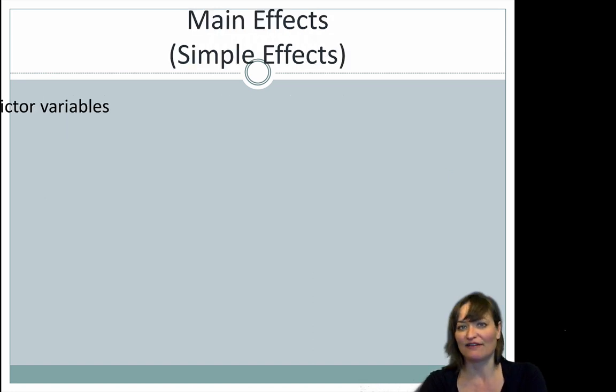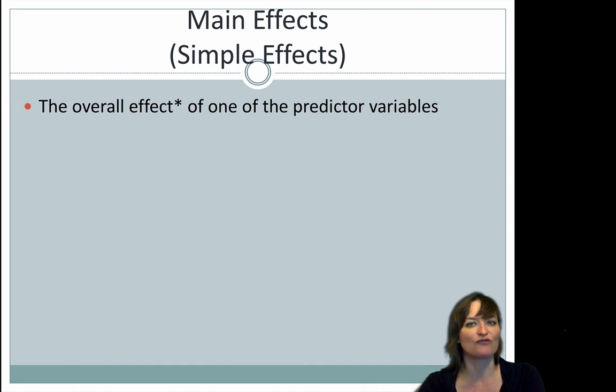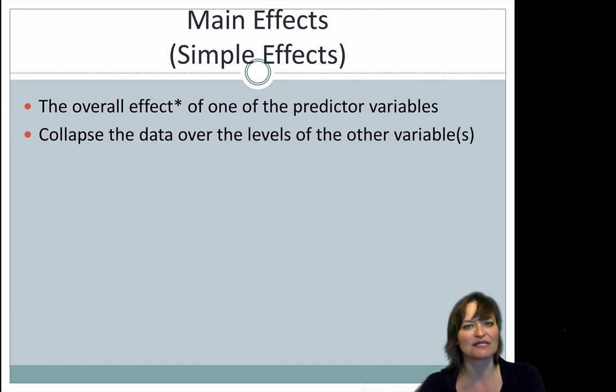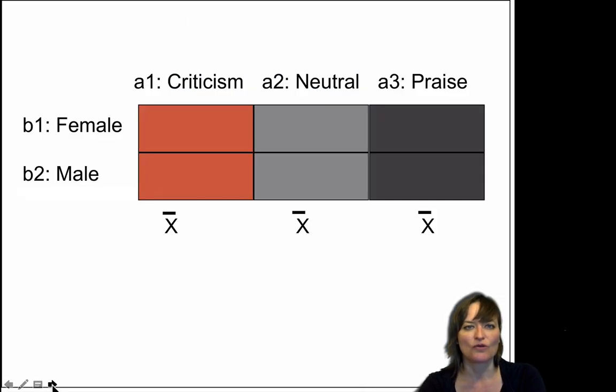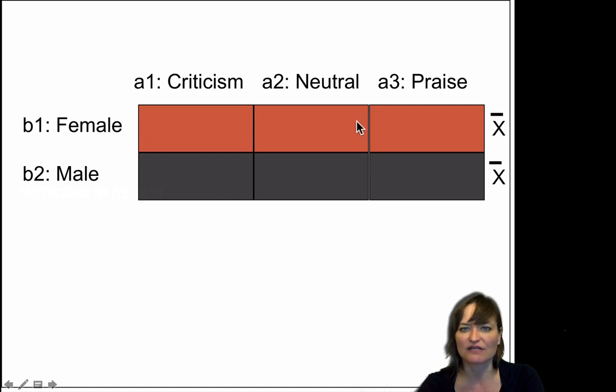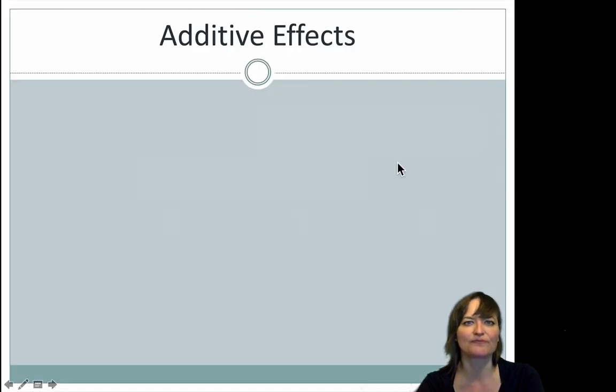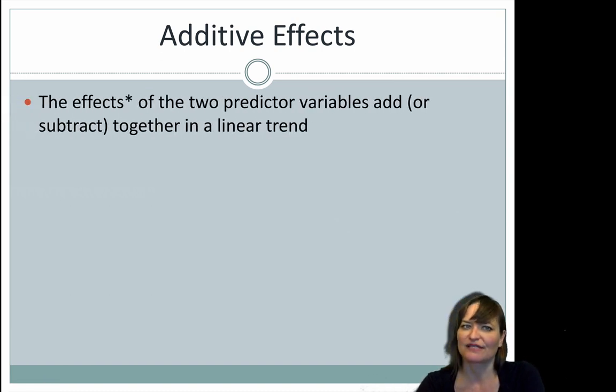So when we consider the main effects, we're looking at just the overall effect of one of the predictor variables. So we're collapsing the data over the levels of the other variables. And the word effect there means the change in the outcome. Did it change the dependent variable? So in this case, we could look at the main effect of teacher response, criticism, neutral, praise, the average is there, and then the main effect of gender, male and female, the average is there. Then we start looking at whether it's an additive effect or an interaction effect.